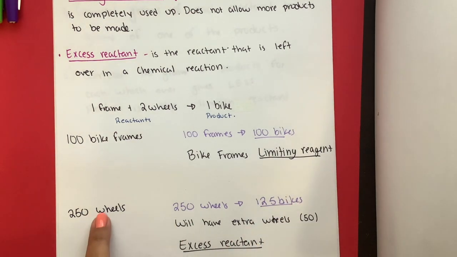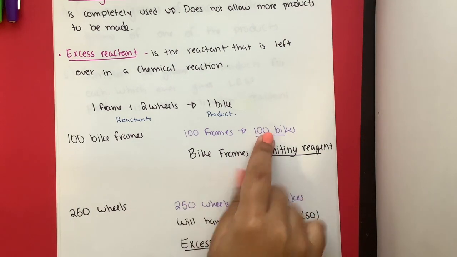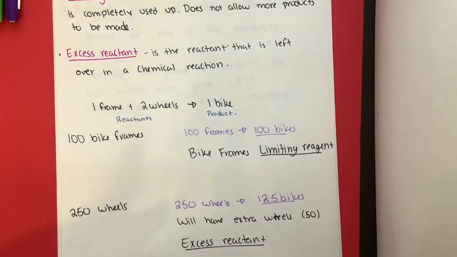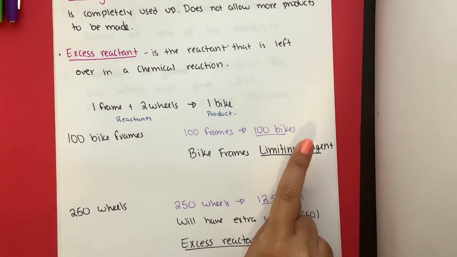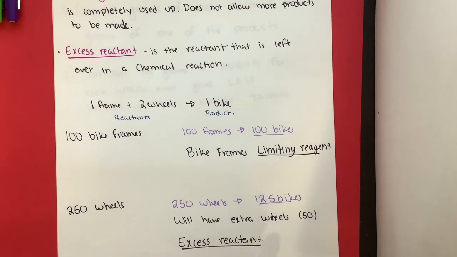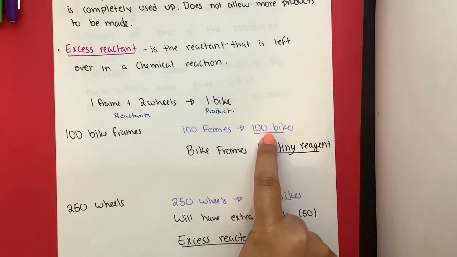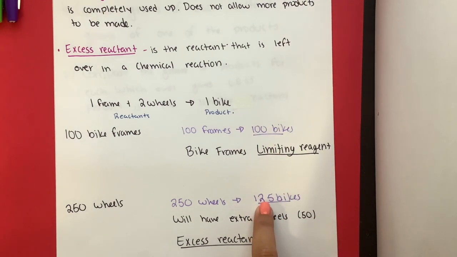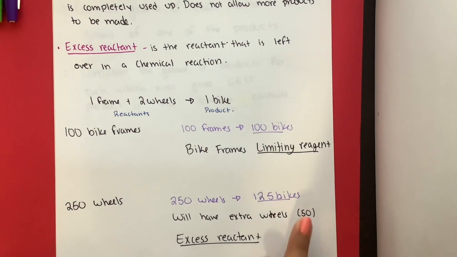Even though we have enough wheels to make 125 bikes, we only have 100 bike frames. So we can only make 100 bikes. Once we make those 100 bikes, we're done. We cannot produce any more bikes. So here the bike frames are going to be the limiting reactant or reagent, because once we use all of these, that's it. We don't have any more. We cannot make any more bikes. Wheels are going to be our excess reactant. There's going to be 50 extra wheels, because with 250 wheels, we were going to be able to make 125 bikes, but we only made 100 bikes. So we made 25 fewer bikes according to the wheels. Each bike requires 2 wheels, so we would have 50 extra wheels.